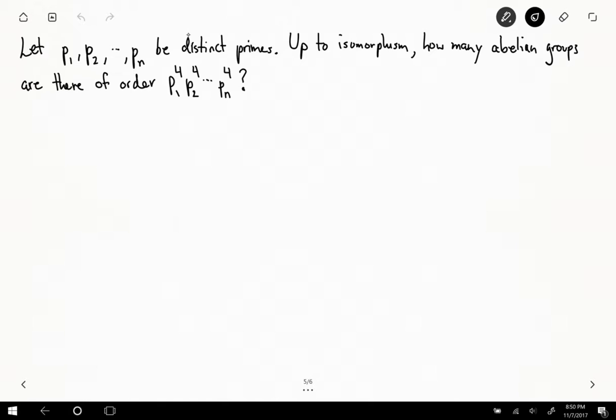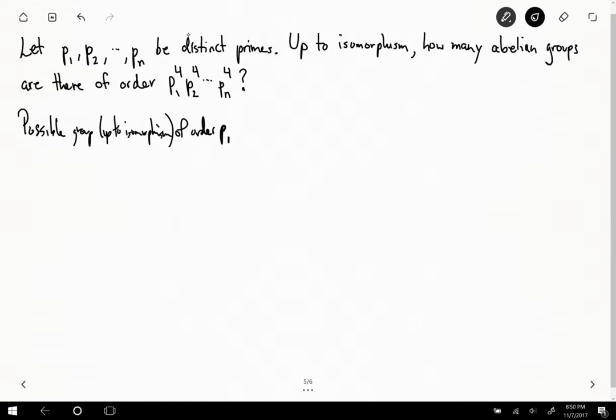When we have P1 to Pn being distinct primes, and we want to find how many abelian groups are there of a certain order here, the possible groups, and then I'm going to write up to isomorphism on this one, but I won't on the next, of order P1 to the fourth, right? Now, if you're struggling, say this scares you a little bit, well, let's do something a little bit easier.